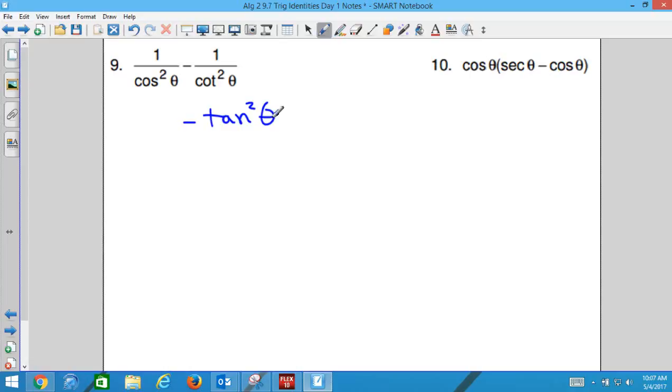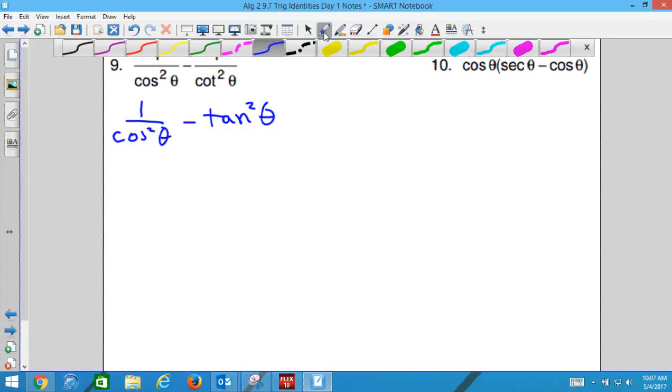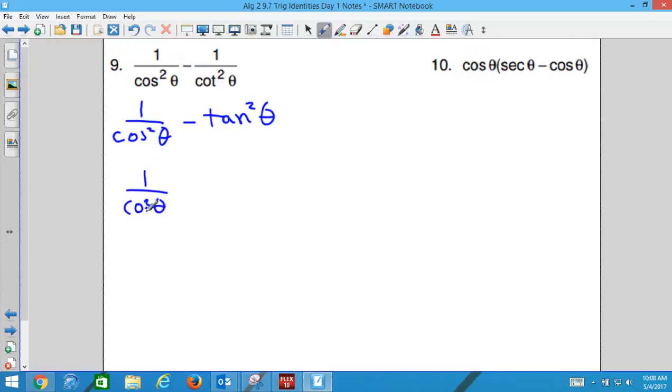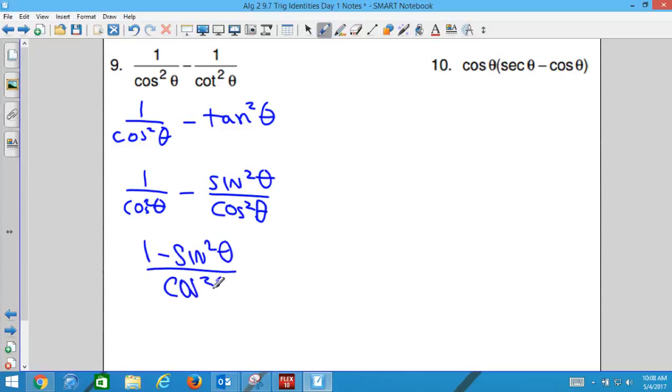Tangent is sine over cosine. So we're leaving this one, we're just leaving that one. Is that what's going on? Okay. All right, so 1 over cosine squared theta minus sine squared theta over cosine squared theta. So we change everything to sines and cosines. What happens now? Subtract the same denominator. We have the same denominator, so we have 1 minus sine squared theta over cosine squared theta.